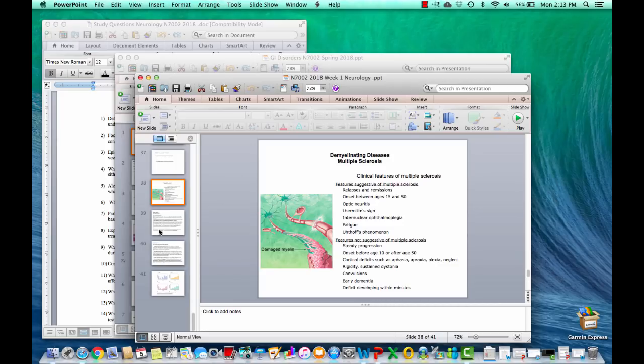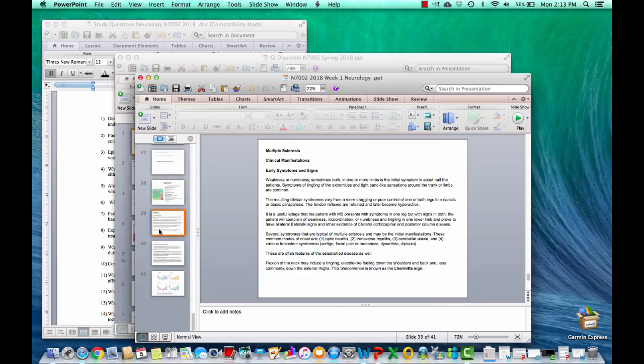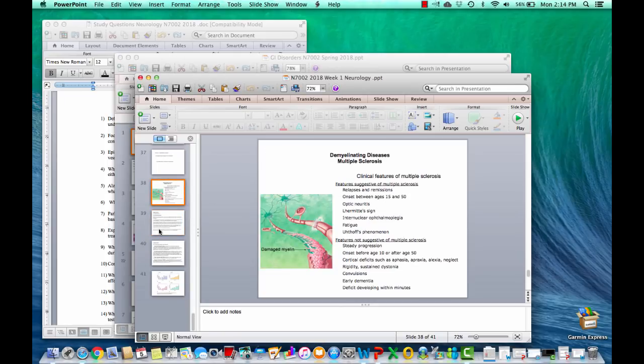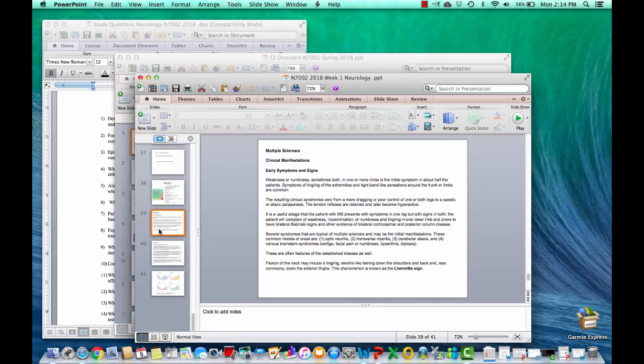Now, I'm remembering what somebody mentioned to me. Somebody emailed me, if you're in the room, please let me know, about the bowel and bladder function not being affected with MS. I'm not finding it here, but it can be affected with MS, bladder and bowel function. I'm not finding it here where it says it won't be, but it certainly can.